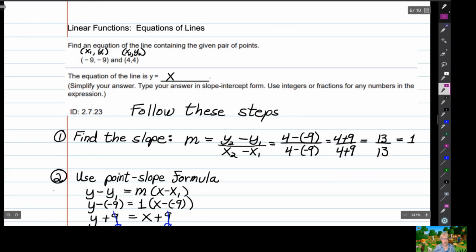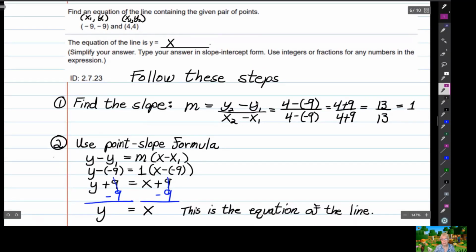So, follow these steps. And here we have the instructions for how you're going to answer. We're going to find an answer in slope-intercept form, y equals mx plus b. But the first thing we do is we find the slope from those 2 points. If you don't find the slope, you can't find the equation of the line. You've got to find the slope first.